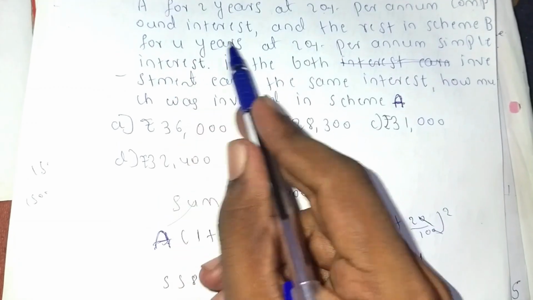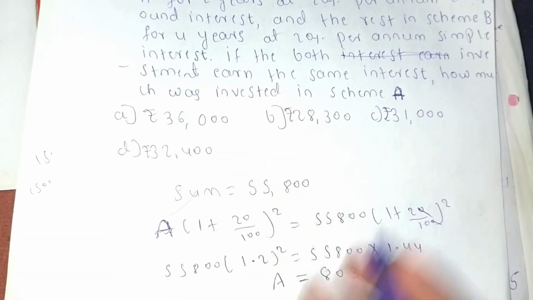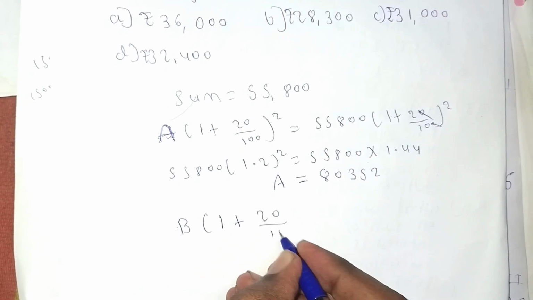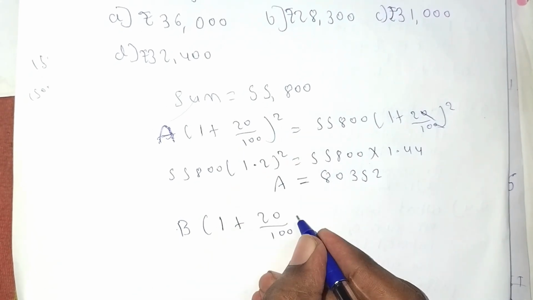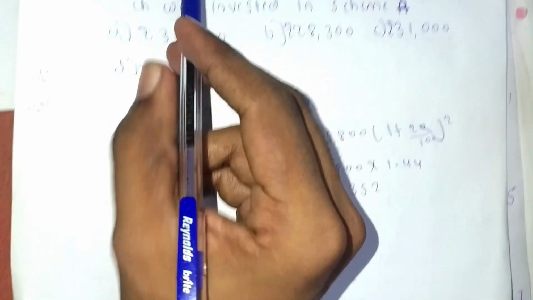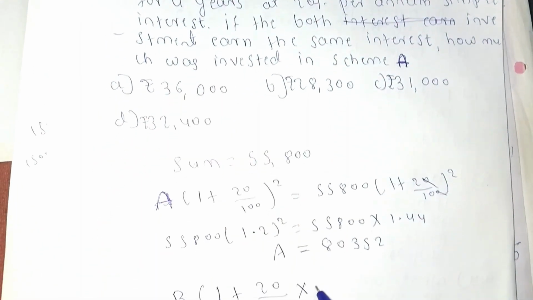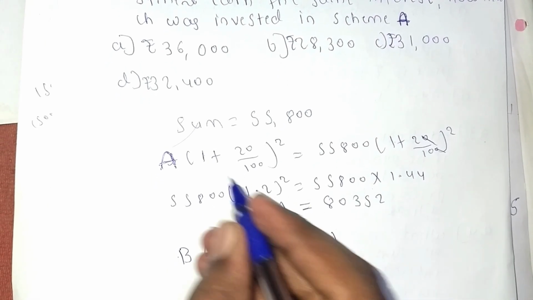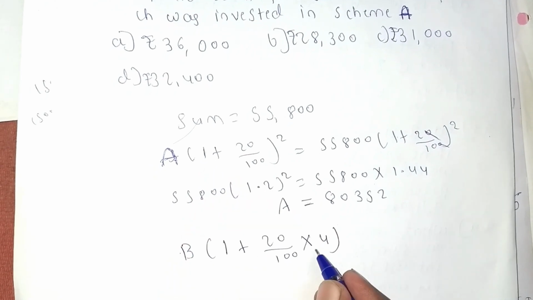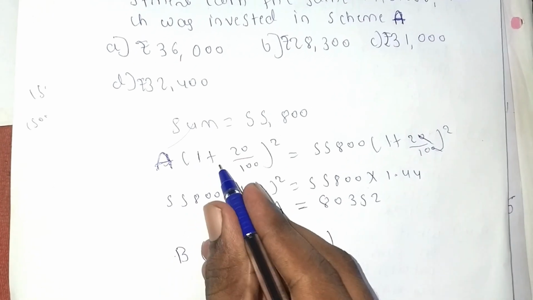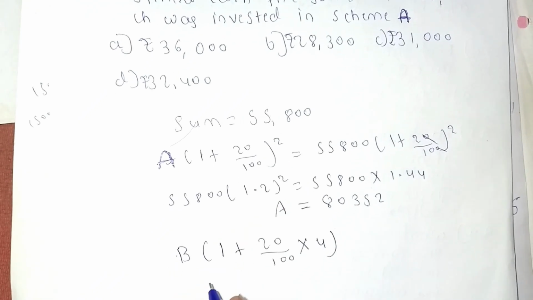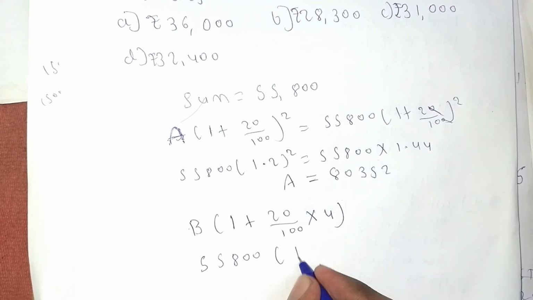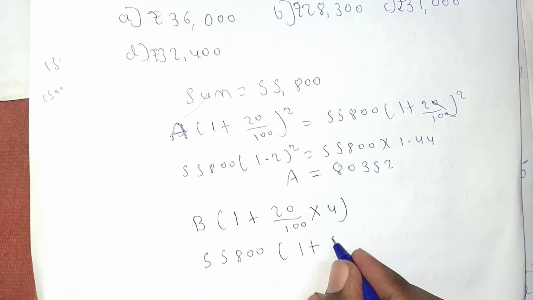For the simple interest we apply the formula for B. As mentioned, scheme B is for 4 years at 20% per annum simple interest. The formula is 1 plus 20% divided by 100, but here not power 2; we multiply by the time, 4 years, so we apply into 4 and do not use a power. Power is only used in compound interest, but in simple interest we use the multiplier 4. So the only small difference is multiplication versus power.